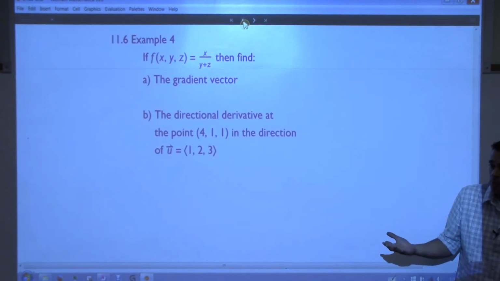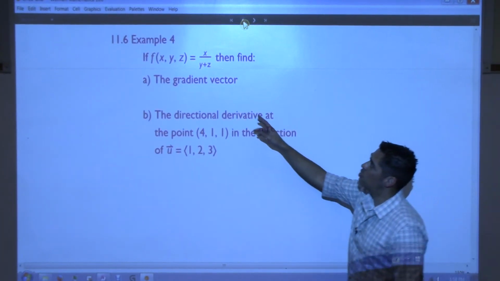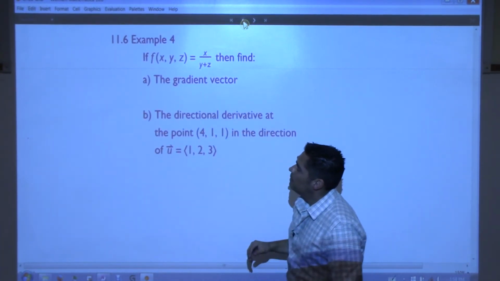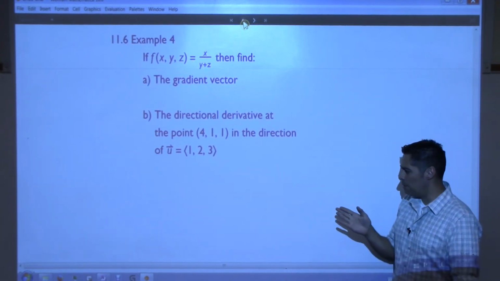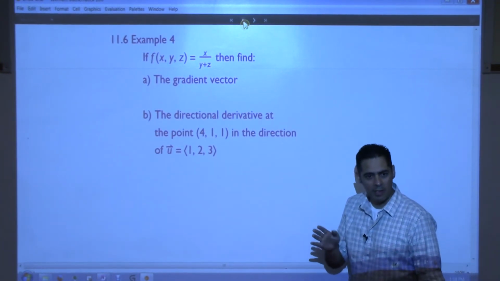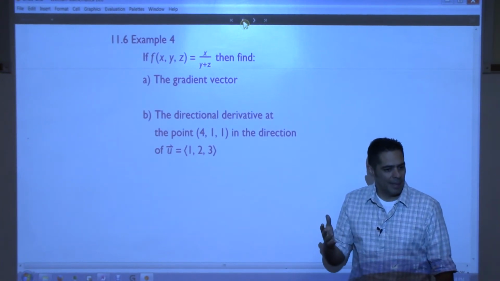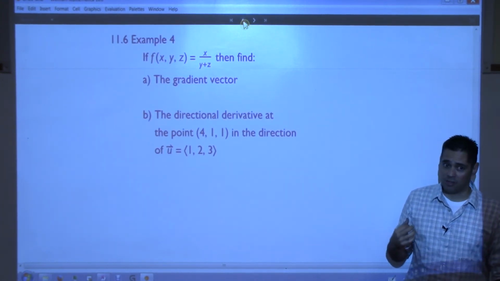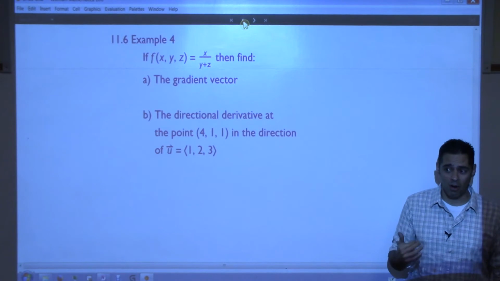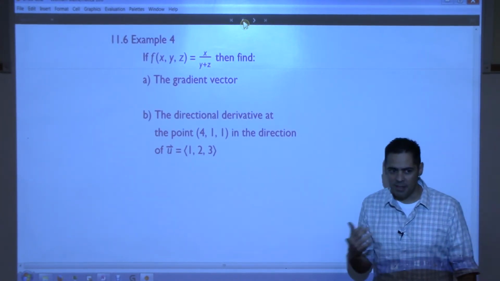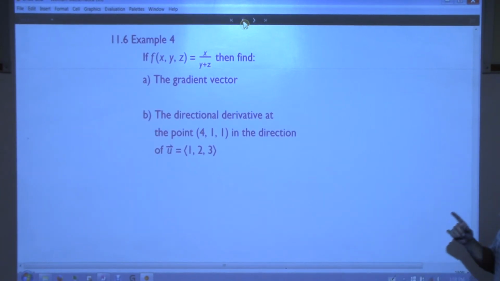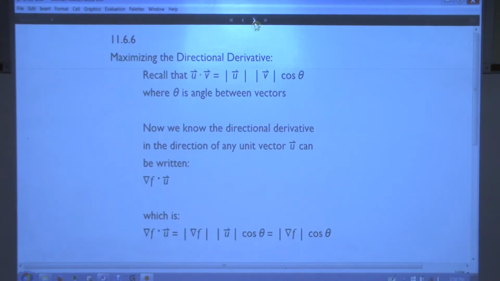Does it seem like if you know the function that it's going to be easy or hard to tell where to point and walk to be the steepest? To me, that seems like a stretch. Like, we probably have to work pretty hard to get that information. But it turns out it's not hard at all, and it comes from the fact that we have a dot product.